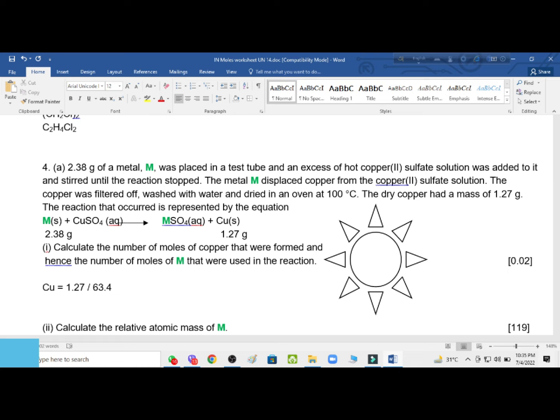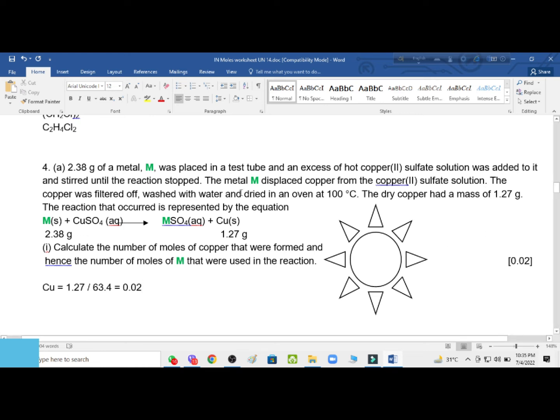1.27 divide 63.4. This is 4. What do you get here? 0.02. Okay, that we get here. We also get some zeros. We're not going to write this answer. The answer is already there. Okay.